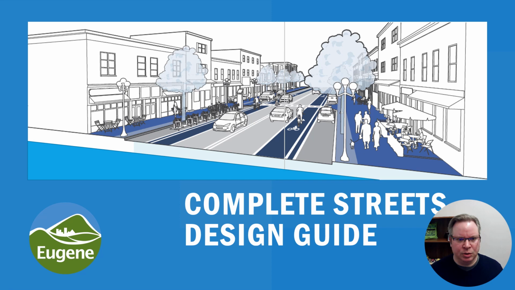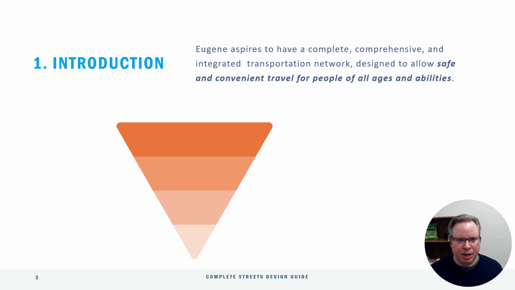This design guide is used to determine the layout of street elements in the public rights-of-way based on location, land use, street classification, and multimodal needs. First, let's talk about the City of Eugene's overall vision for streets.